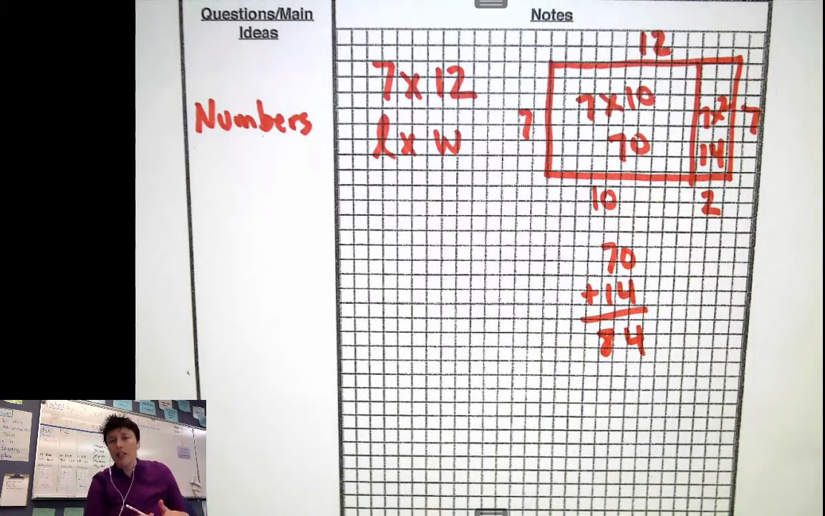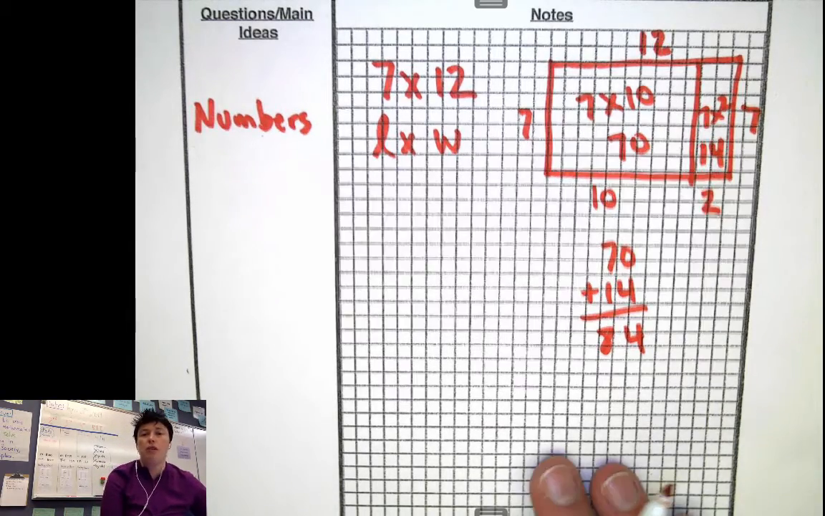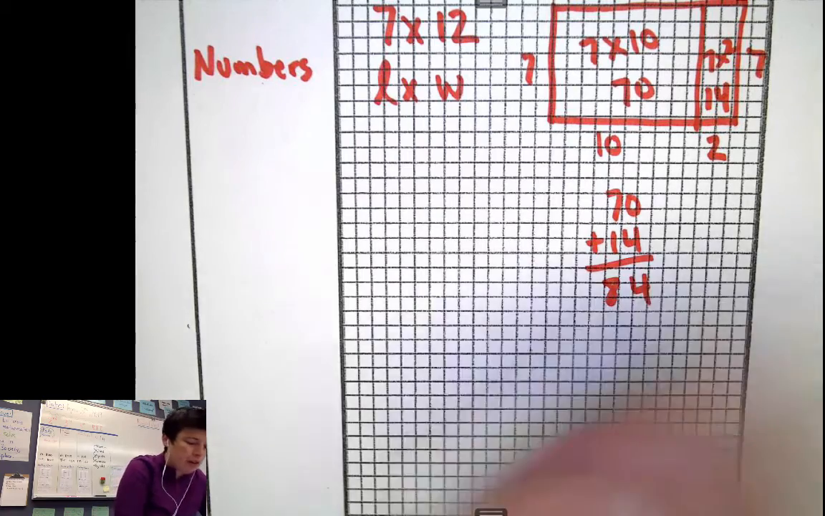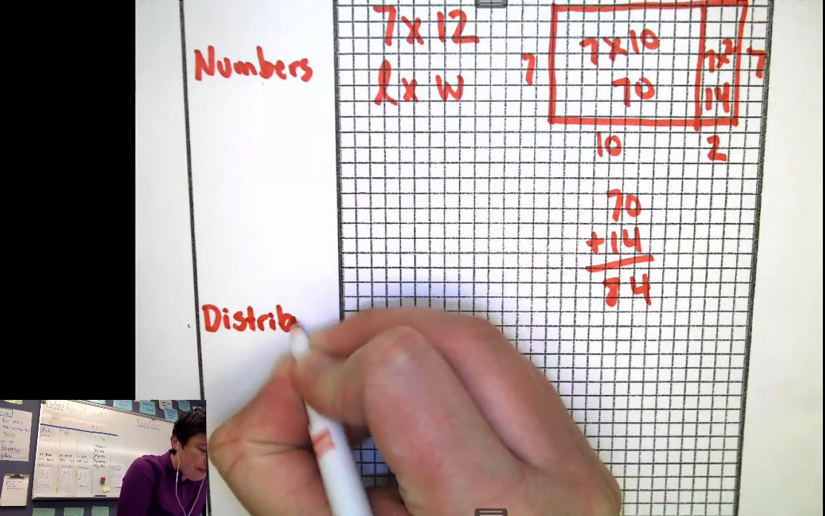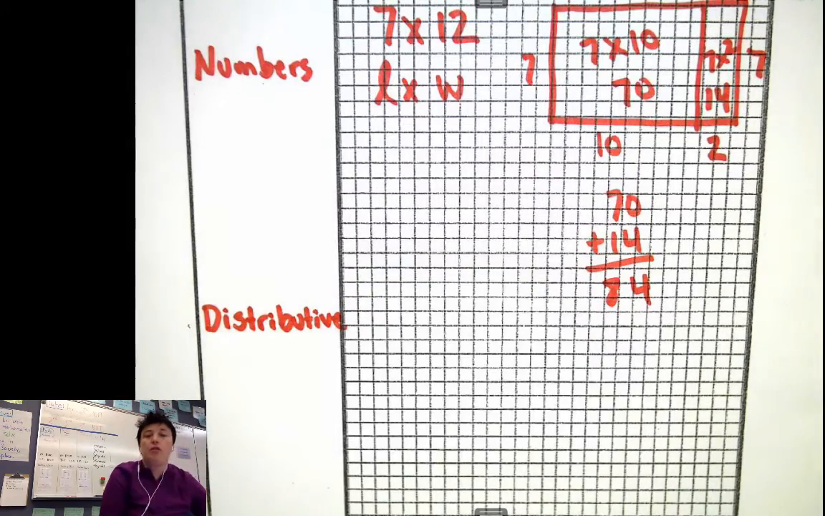But how we found it is we used a trick where we said, oh, let's make it easier. 7 times 12 is kind of hard, but 7 times 10 and 7 times 2, that's a little bit easier. That's distributive property. Now let me show you it using distributive language. So instead of drawing the rectangle, let's look at it with distributive. Here's how I would have written this with distributive property.